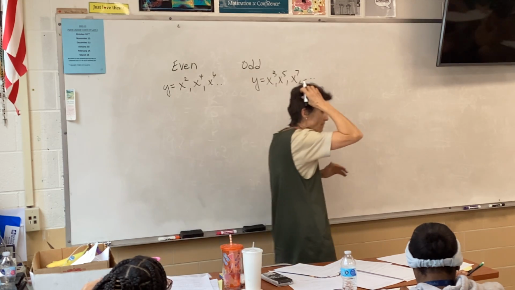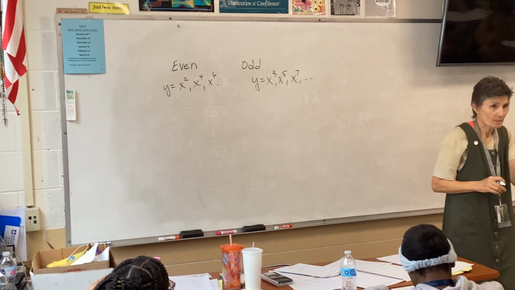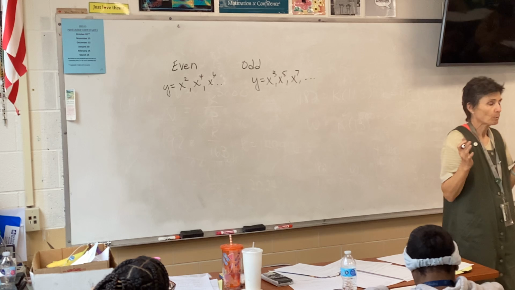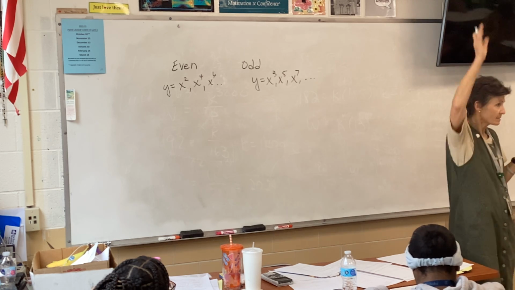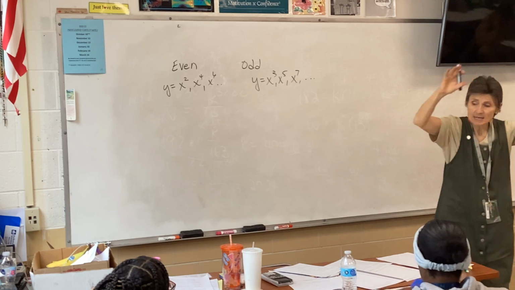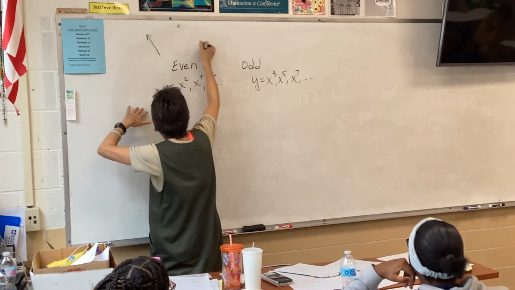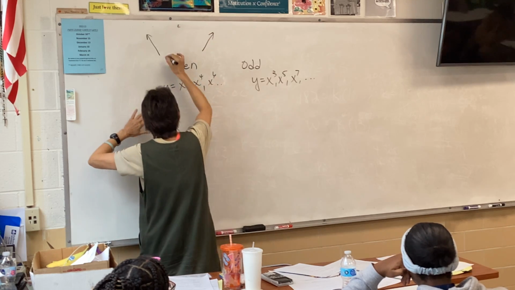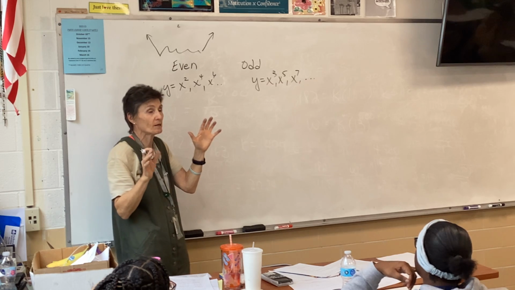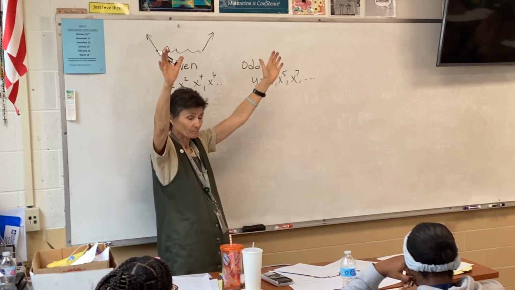So I want you to think about your BFFs. What does x squared, that's even, what shape is that? Parabola. And parabolas start up and end up. Any even degree polynomial is going to have an arrow shooting up here and an arrow shooting up here, and we don't know what's going on in the middle. All kinds of craziness could be going on in the middle, but it's going to end that way if it's even.